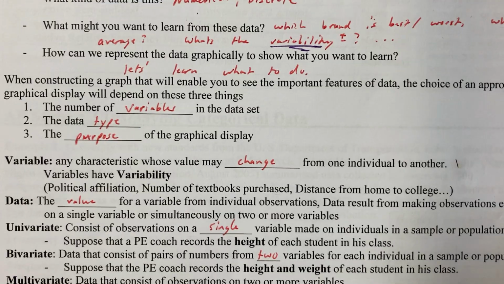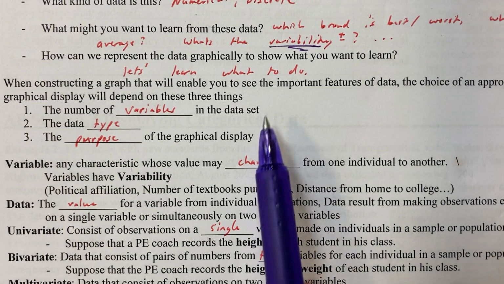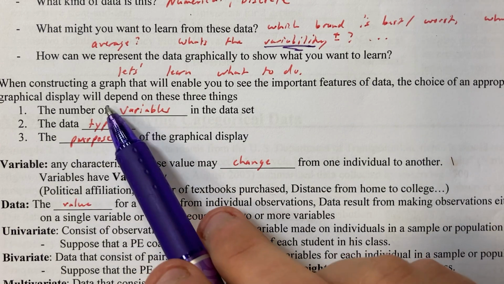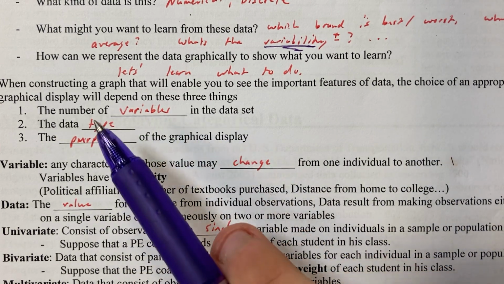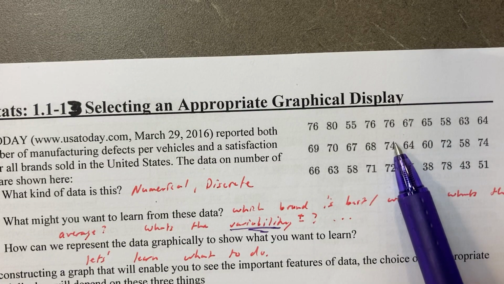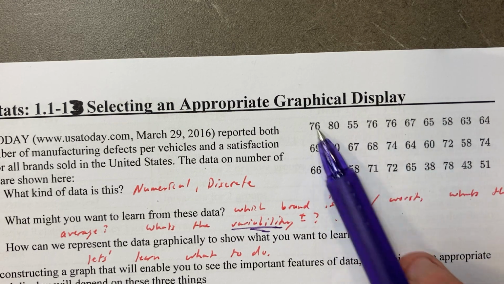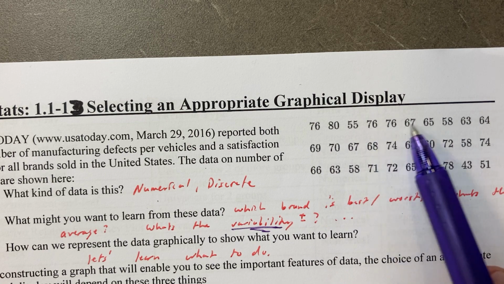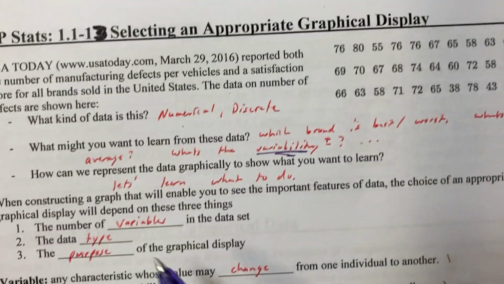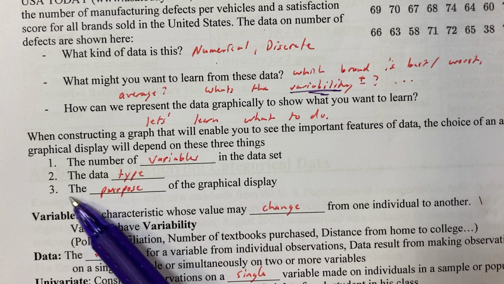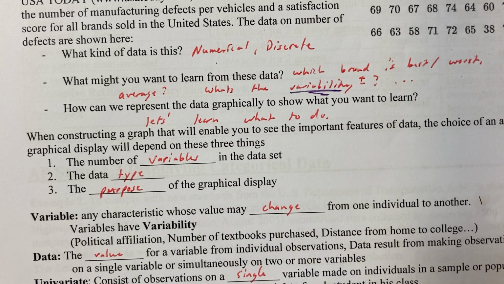Okay, here we go. When constructing a graph that will enable you to see the important features of data, choice of an appropriate graphical display will depend on these three things. The number of variables. This had one variable. It's a number of defects. And it's just, this one had 76, this one had 80, so you can see the number of defects is varying from company to company. The data type, which we'll learn about in this, and then the purpose of the graphical display.